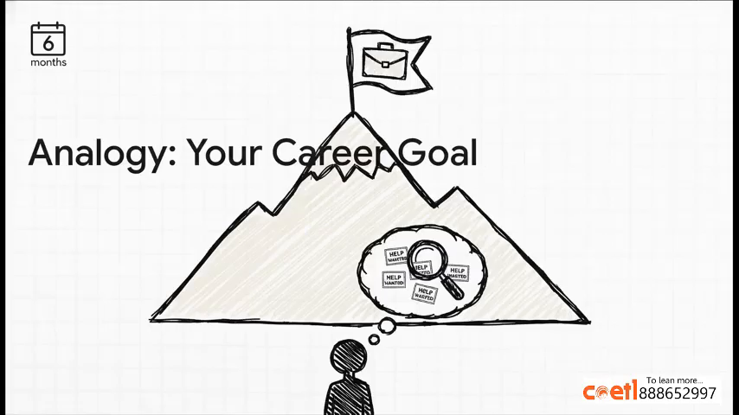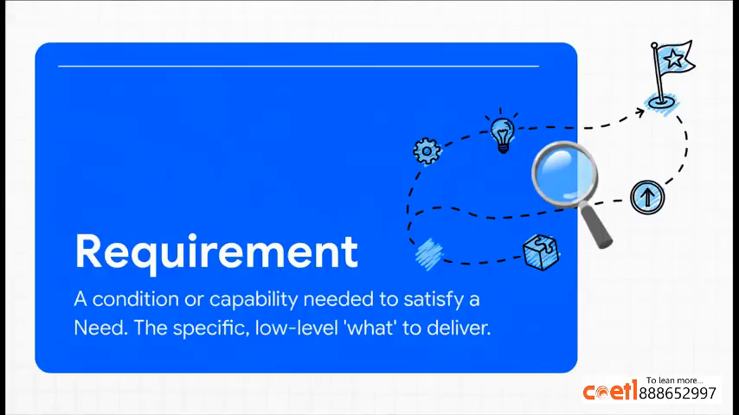Let's make this super personal. Your goal: I need a new job. That's a perfect example of a need. It's the core problem you're trying to solve, the big objective that's going to drive all of your actions. So, if the need is the destination you plug into your GPS, then requirements are the turn-by-turn directions. They're the specific, concrete things that you have to do or build to actually get there.